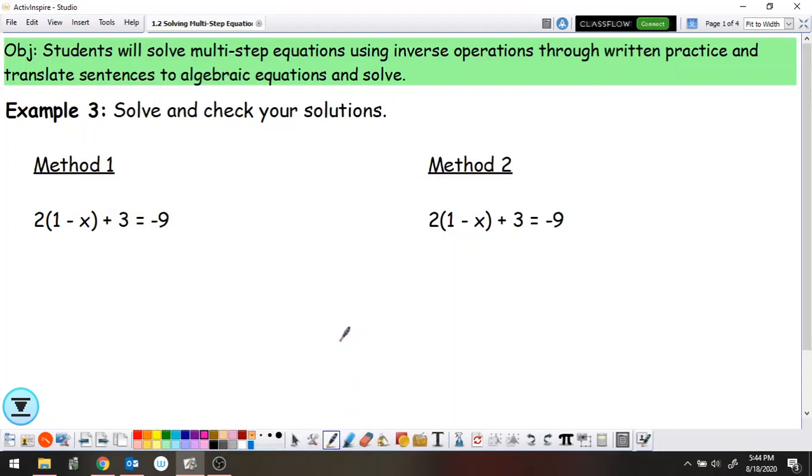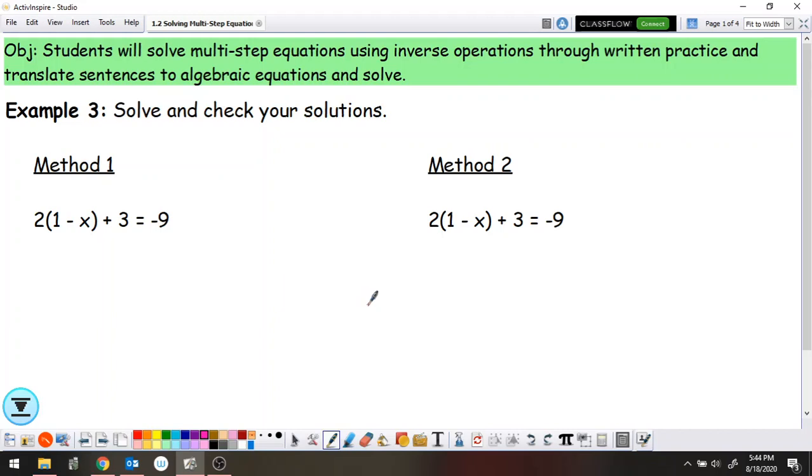Hi, it's Mrs. Scarple, and in this video we're going to continue to solve multi-step equations, and we're also going to take a look at translating sentences into equations and solving those. Now you may notice here that I have the exact same equation and I have method 1 and method 2.